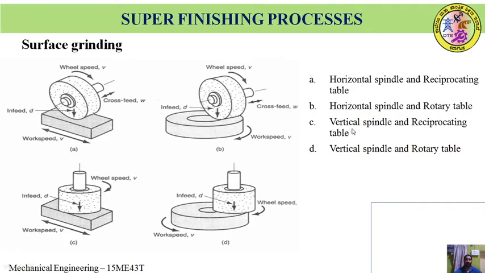Third one is vertical spindle and reciprocating table. Here you can see the spindle is now changed to the vertical direction. Again the table reciprocates like this, and that will produce the grinding operation. Whereas in the fourth one, the spindle is vertical but the table is rotating. So these are the four types of surface grinding operation.